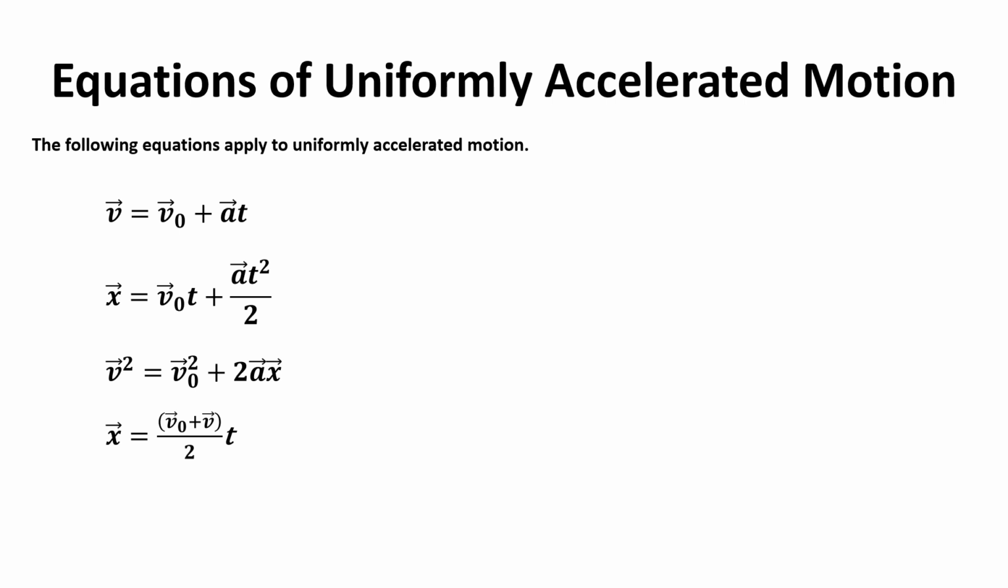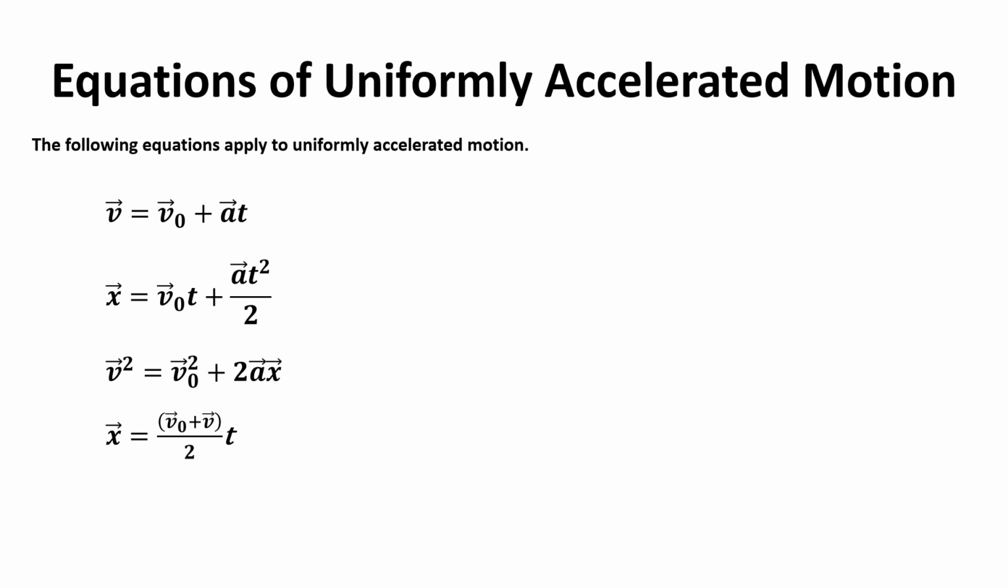And uniformly accelerated motion means our acceleration is constant. It does not change. So the velocity is changing, but the acceleration is constant. Here we assume that the acceleration is constant and the motion of an object is along a straight line. So what are the equations of uniformly accelerated motion?